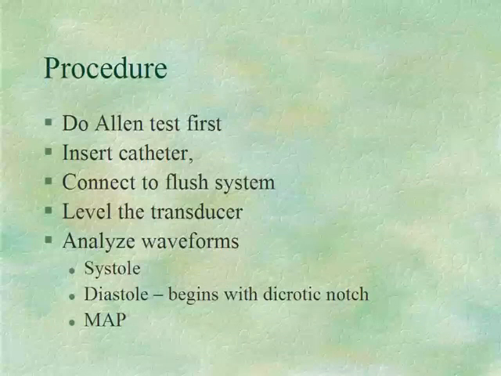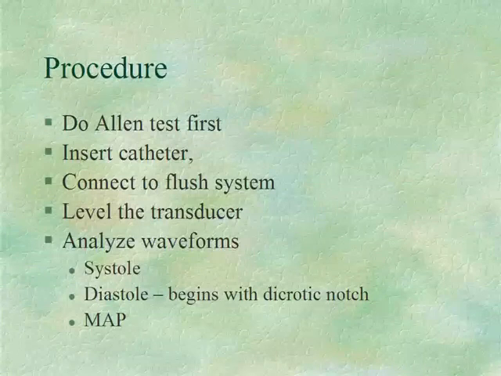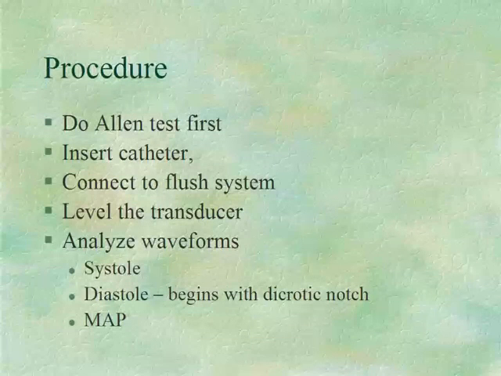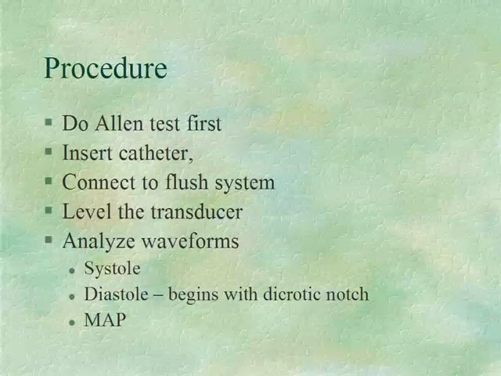You'll have a waveform for systole and then diastole. Now diastole, when you look at the waveform, you'll notice that the wave that comes down will have a notch in it. That's called a dicrotic notch. That is the beginning of diastole. And then you get your mean arterial pressure. Now your mean arterial pressure is your systolic plus twice your diastolic, divided the total by 3.